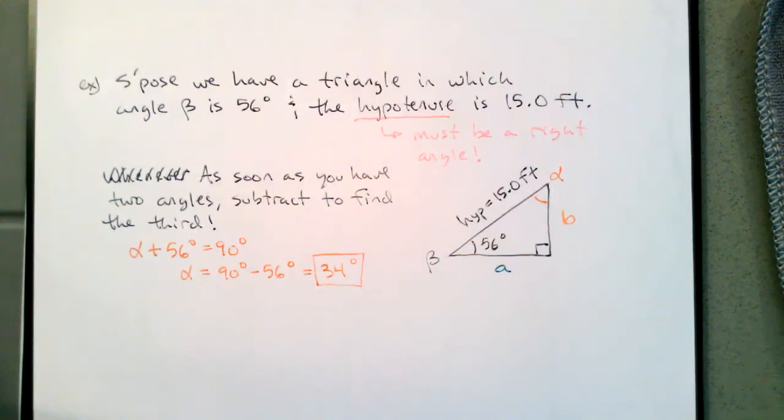Now, we need to make some kind of relationship between the sides and the angles. And we know that that means using our trig functions. Since we're going to be using our trig functions, we're going to need to decide what's opposite, what's adjacent, and what's hypotenuse. Now, hypotenuse is the 15. That's one of the sides that we're given.